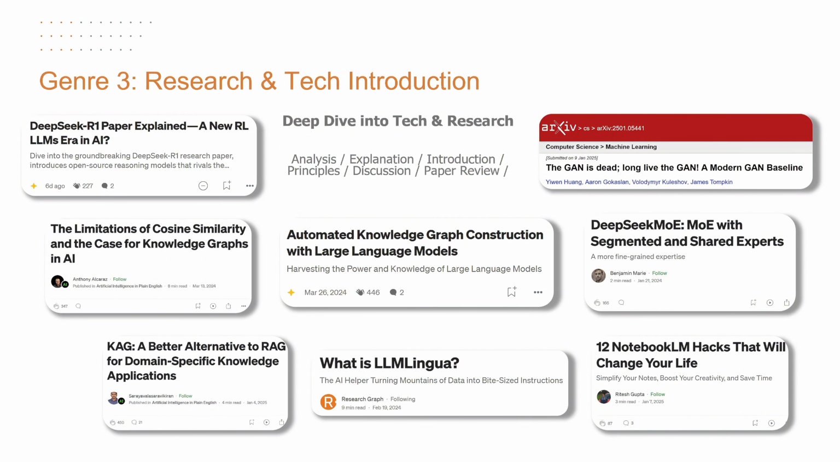As you can see on the screen, these are some examples of research style articles. There can be a paper about GAN, why GAN is now popular again, and something like CAG. This is a better alternative to RAG. So why is it better than RAG?